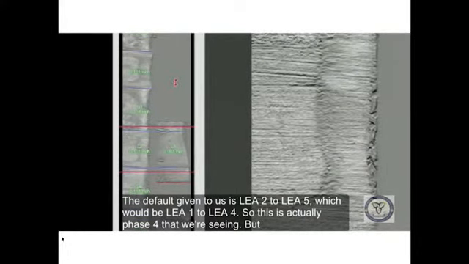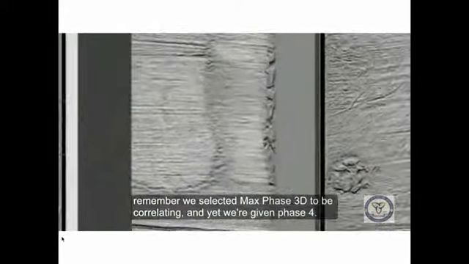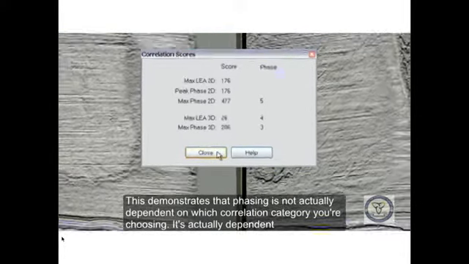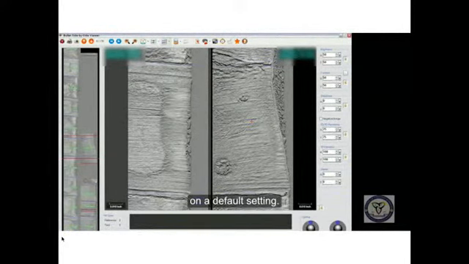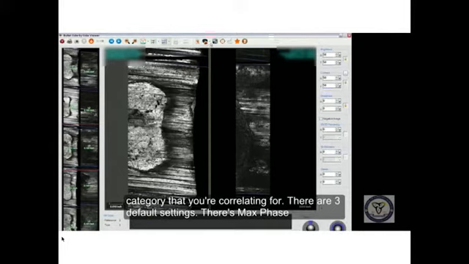So this is actually phase 4 that we're seeing. But remember, we selected max phase 3D to be correlating, and yet we're given phase 4. This demonstrates that phasing is not actually dependent on which correlation category you're choosing. It's actually dependent on a default setting. So be aware when you're correlating for bullets that you might need to adjust for phasing, depending on the category that you're correlating for. There are 3 default settings.